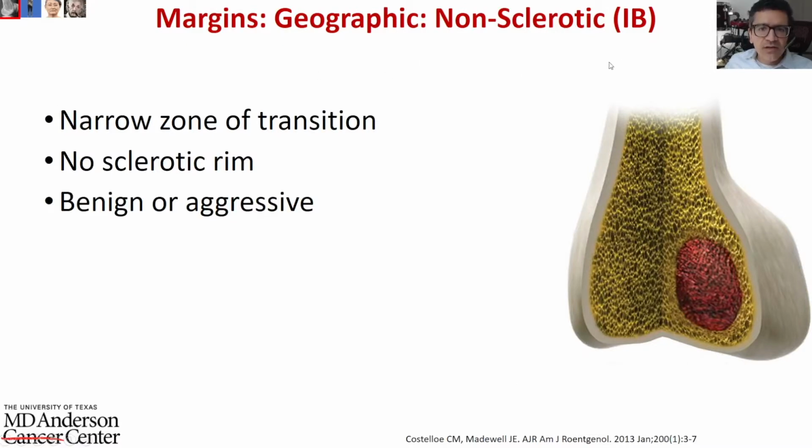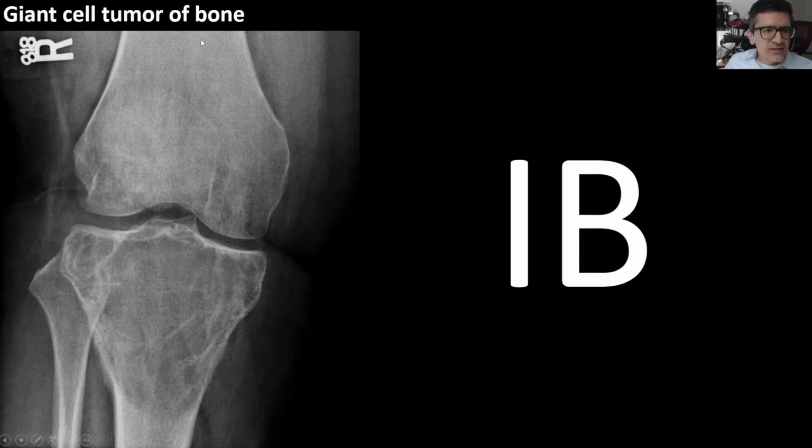The 1B or non-sclerotic geographic margins still have that nice narrow zone of transition, but they're missing that sclerotic rim, and these can be benign or aggressive. This is the prototypical 1B lesion, the giant cell tumor of bone. Here it is centered in the proximal metaphysis of the tibia with extension to the epiphysis and proximal diaphysis. And you can see this lesion has a very well-defined sharp margin distally, but no sclerosis. And this is a very typical appearance of giant cell tumor of bone.